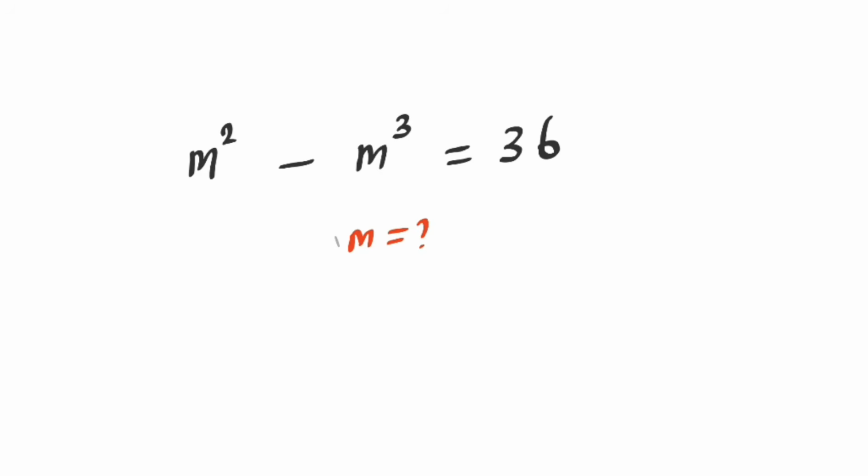Today we want to find the value of m from this given nice math Olympiad exponential problem. We have m squared minus m raised to power 3 is equal to 36.